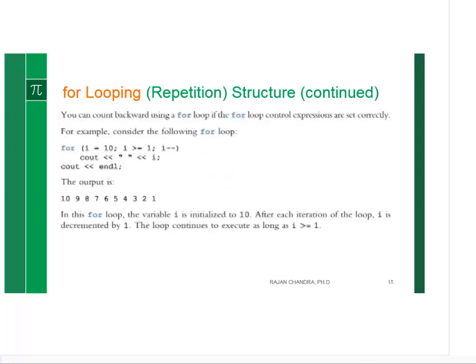A loop can also proceed in the backward direction. Here we notice we start at I equal to 10, and then we keep on going down. As long as I is bigger than or equal to 1, we stay in the loop, and every time we decrement I by 1. In that way we output starting from 10 all the way down to 1.